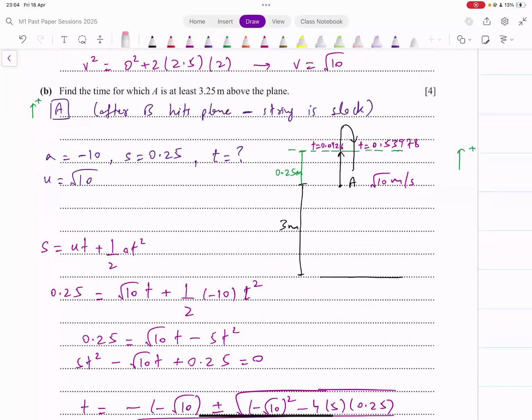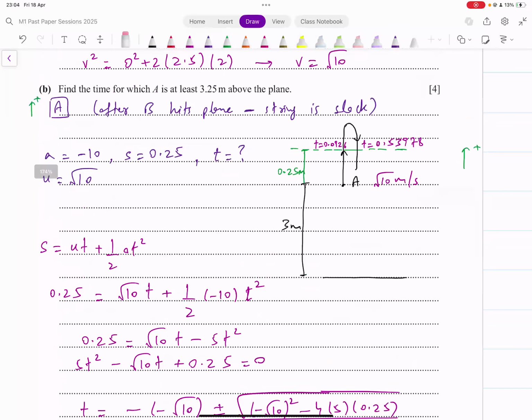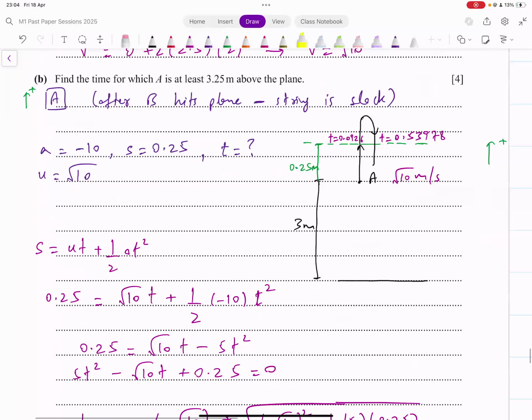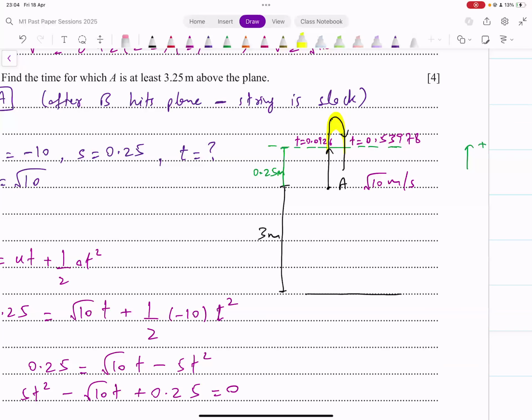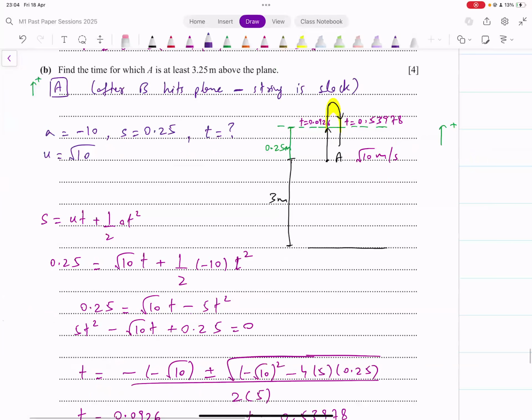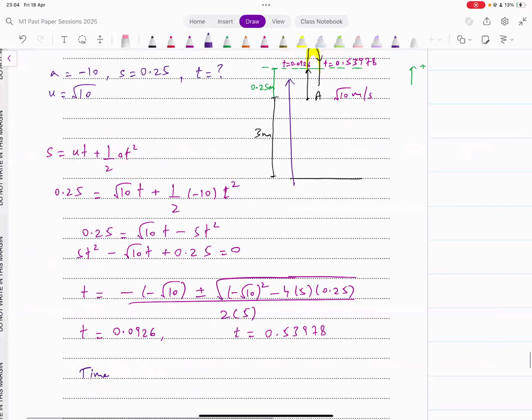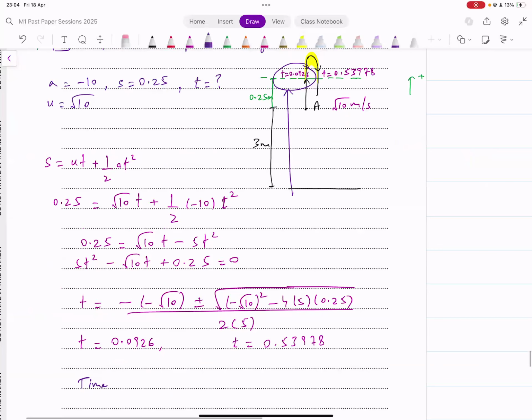That means we want the time taken for this part of the journey, this yellow part, is greater than that point. So what's the time duration for that part? We find the difference of these two values. The height first became equal to 3.25 at this time, and then it became again the same height at time equals 0.53978. If you find their difference, that will give us the time duration for which the height was above this point.